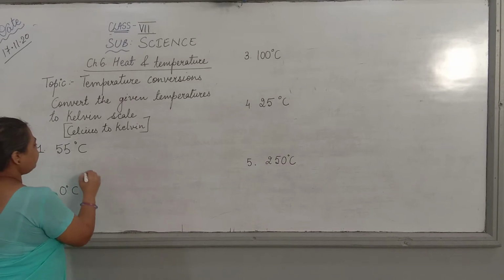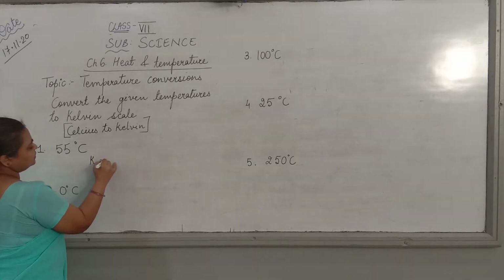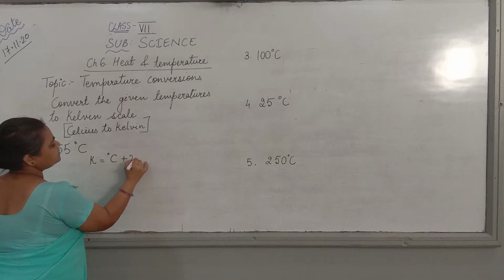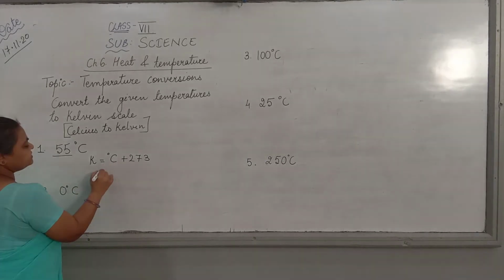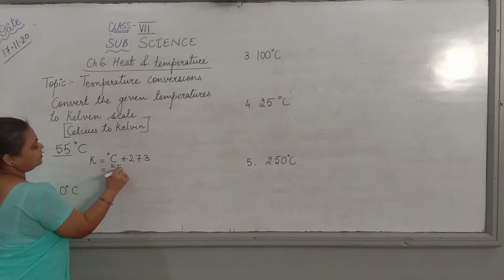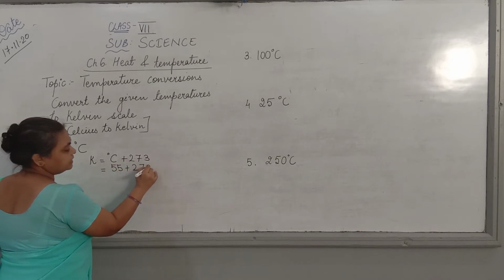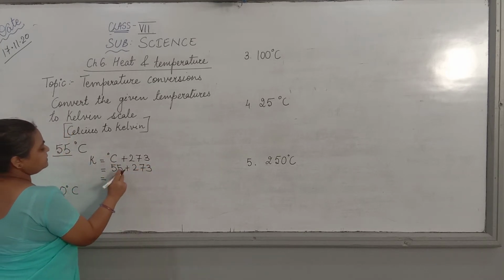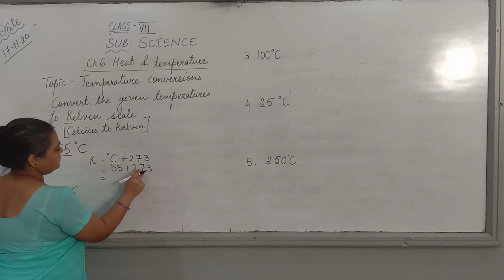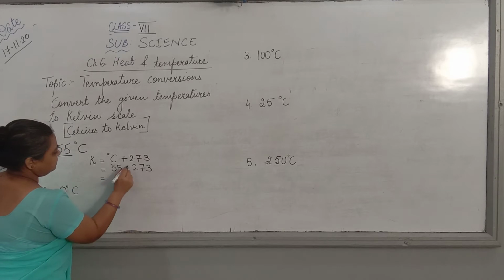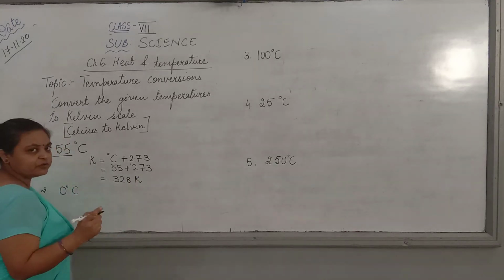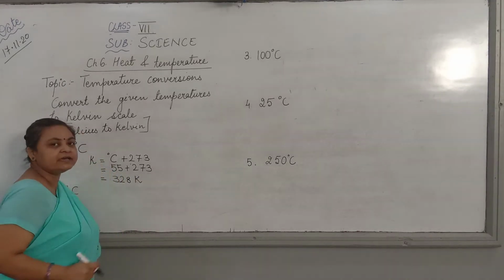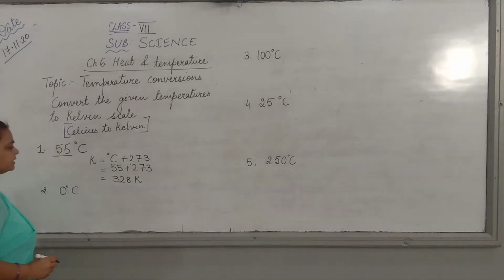So we can write the formula as Kelvin is equal to Celsius plus 273. So here the given temperature is 55. So instead of degree Celsius, I will write 55 plus 273. So what will be the answer? 5 and 3 is 8, 5 and 7, 12 and 1 carry. So we will get 328 Kelvin. Yesterday only I told we will not write degree with the Kelvin temperature.